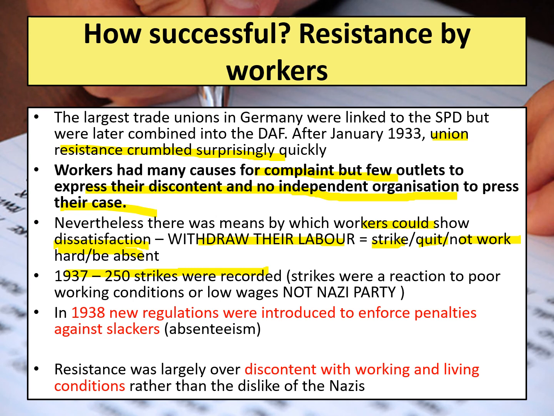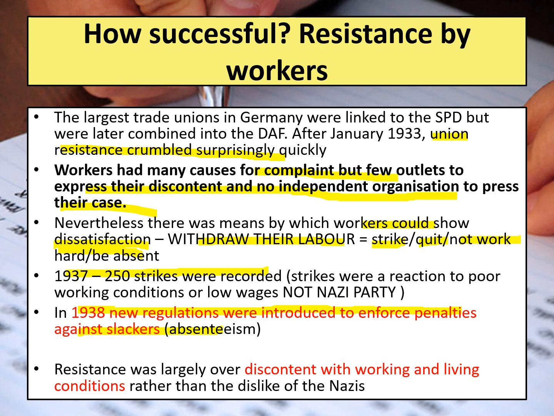Now, the Nazis did actually have to deal with increased absenteeism, which reflects the fact that some of the workers weren't very happy with the Nazi state. And we can see how important this was, because in 1938, the Nazis actually had to introduce new regulations to enforce penalties against slackers and for people that were absent. So it shows you the scale they must have been dealing with if they felt it was necessary to introduce those regulations.